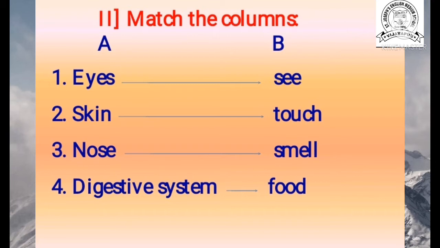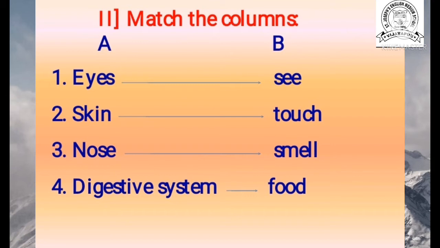Second one, skin. Skin is also one of the sense organs. And how is skin useful to us? Skin is useful when we put our hands in hot water, we can guess it is hot, and when we put the hand in cold water, we can guess that it is a cold one. So skin matches with touch.